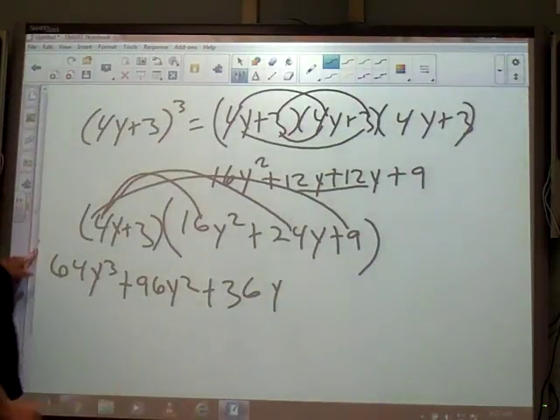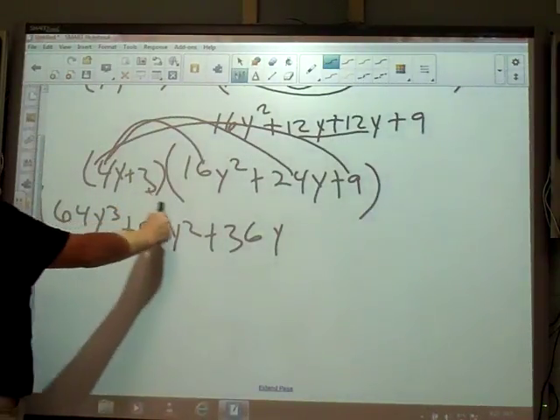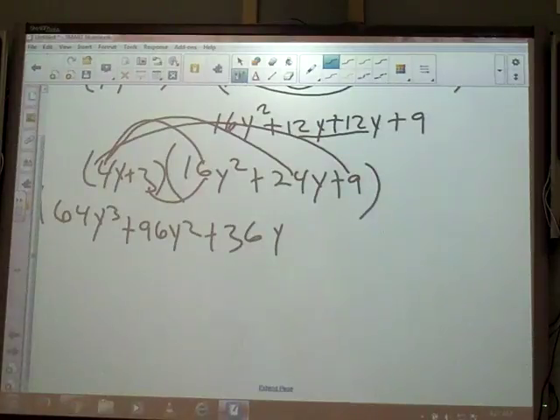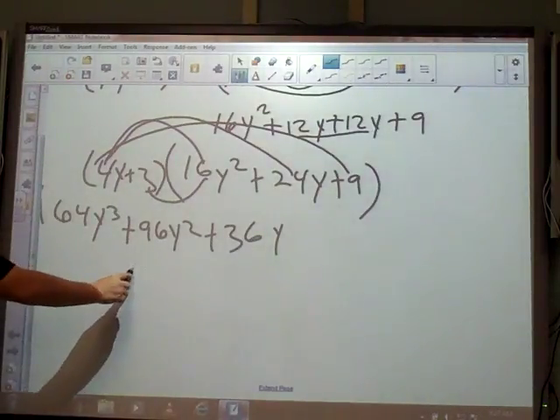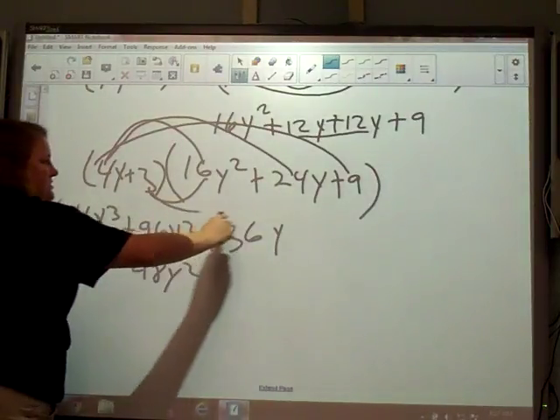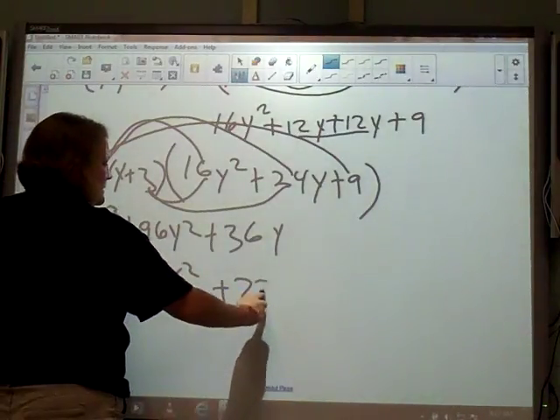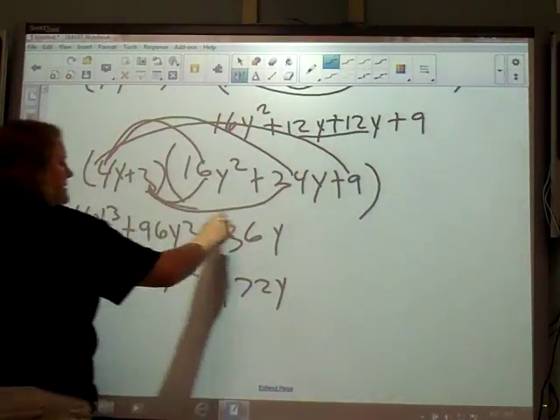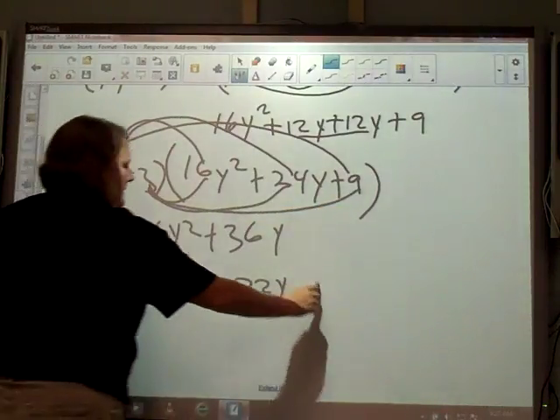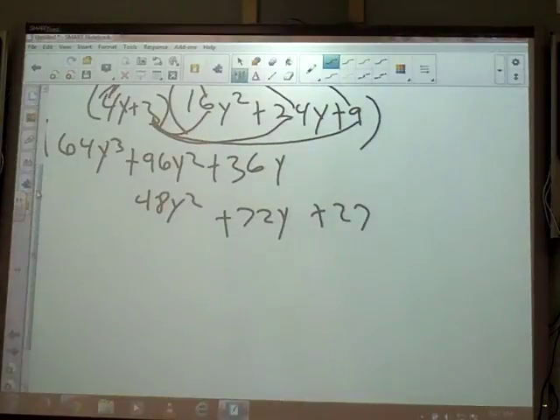Now I'm done with the 4y. Now we've got to go with the 3. 3 times 16y squared is 48y squared. 3 times 24y is 72y. And 3 times 9 is 27.